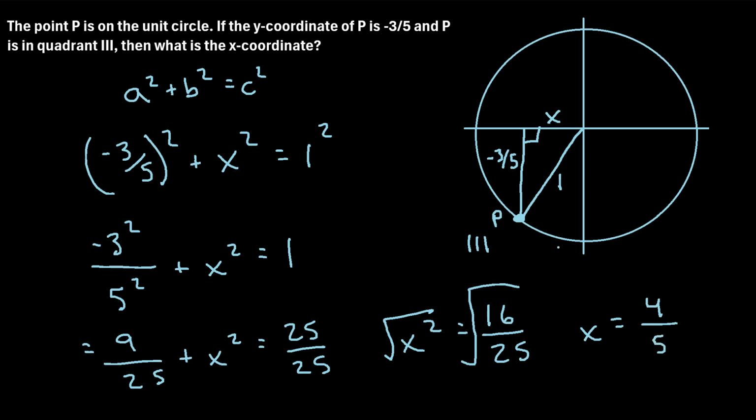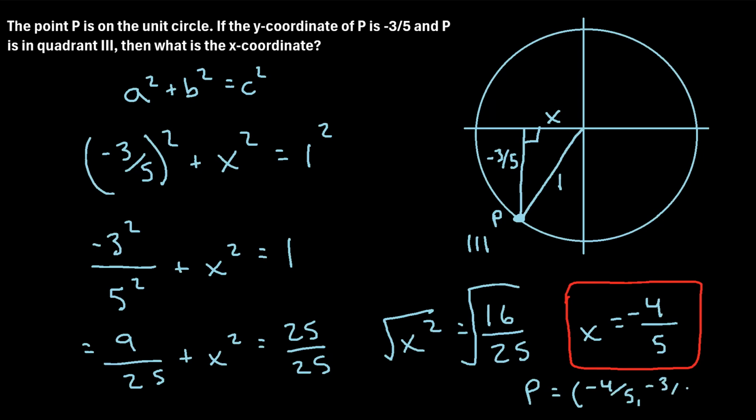Now, one last thing to note is that point P, we said, is in quadrant 3. And in quadrant 3, the x values and the y values are both negative. So this would be a -4/5. So that would be our final answer on this one. Or if we wanted to write P as a coordinate, we would say that P has the coordinates -4/5, comma, -3/5. So that's our answer for this one.